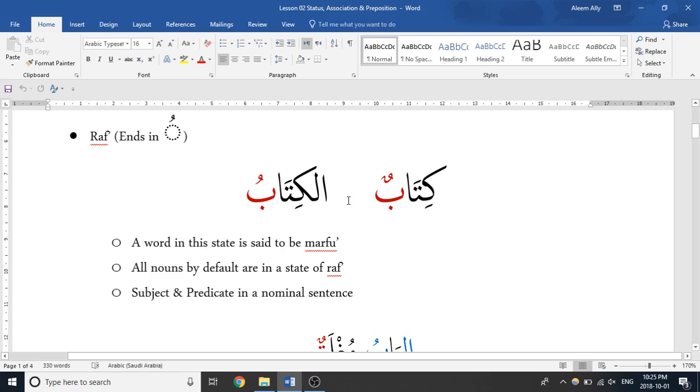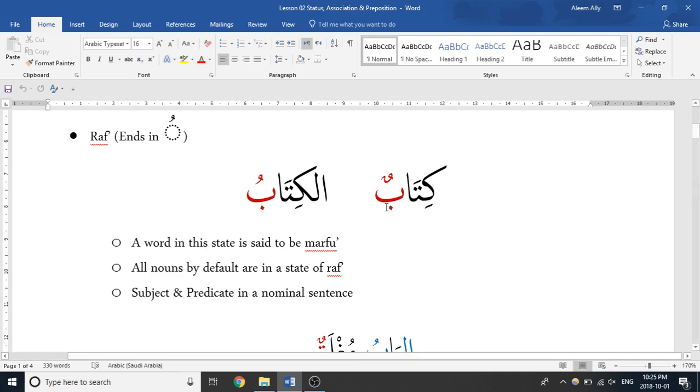So what does this actually mean? All nouns by default are in a state of rafa. In their default forms, they look like this. They're not even definite, they're indefinite. They just look like that. And there are other things that happen around it to cause them to go into those other states, and we'll study those down below.